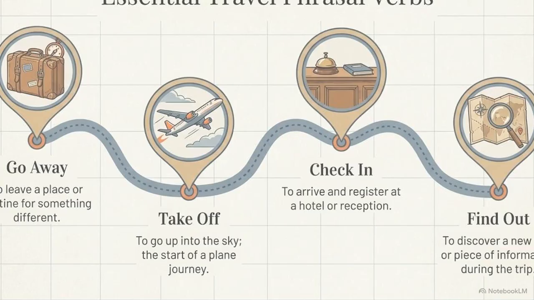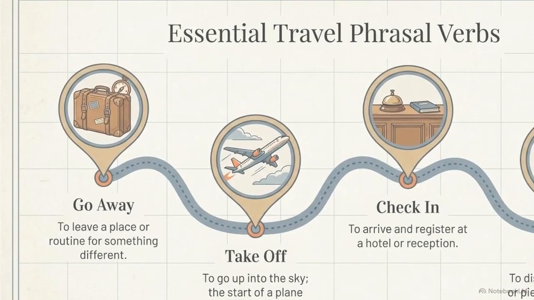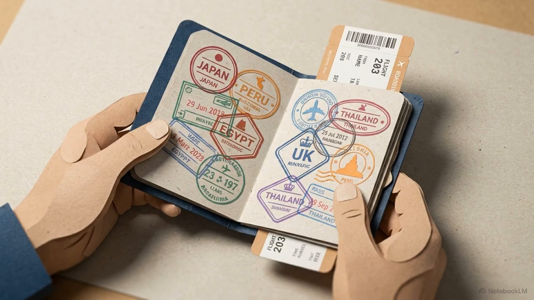This timeline traces key travel actions. Past takeoff is check-in, used when we register at a hotel. Looking left is the start, to go away, which means leaving our normal routine to experience somewhere different. Mastering these key phrases gives you a clear way to track and talk about these specific moments during your travels.